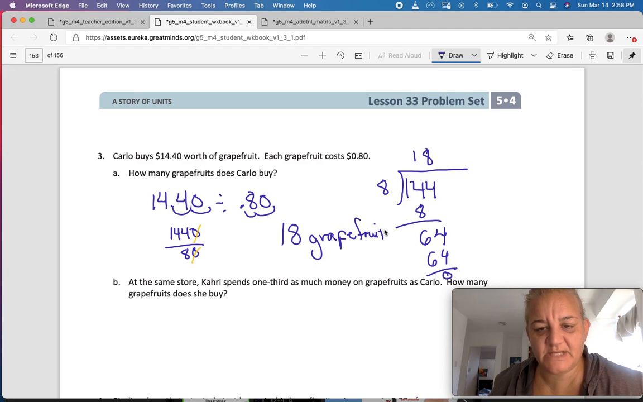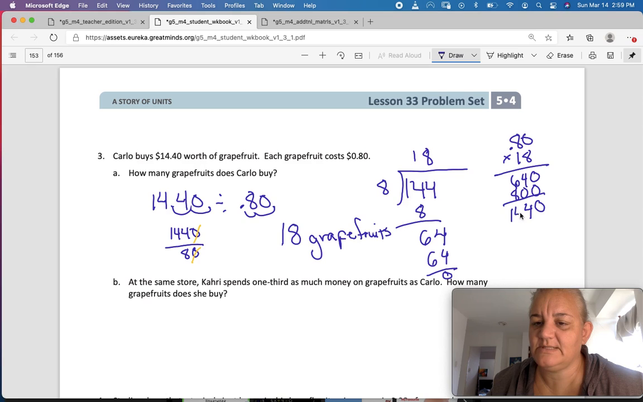You know what? I'm going to check my work. If each one was 80 cents, I'm going to do 18 times 80 cents. Nope, sorry. 80 cents times 18. Then I'm going to go 8 times 0 is 0. 8 times 8 is 64. Carry the 1. That gives 1440, with 2 decimal points, $14.40. Good. Just double checking my work.